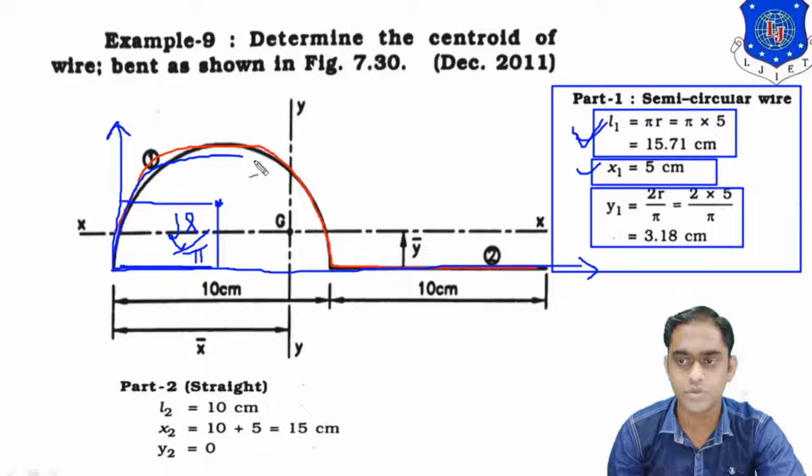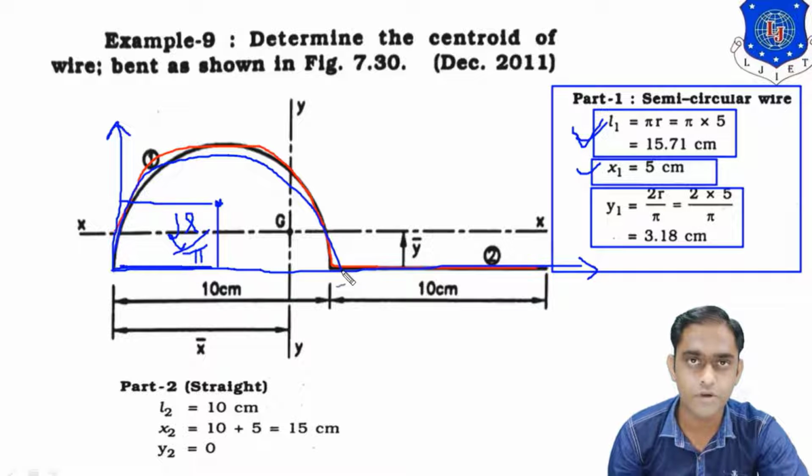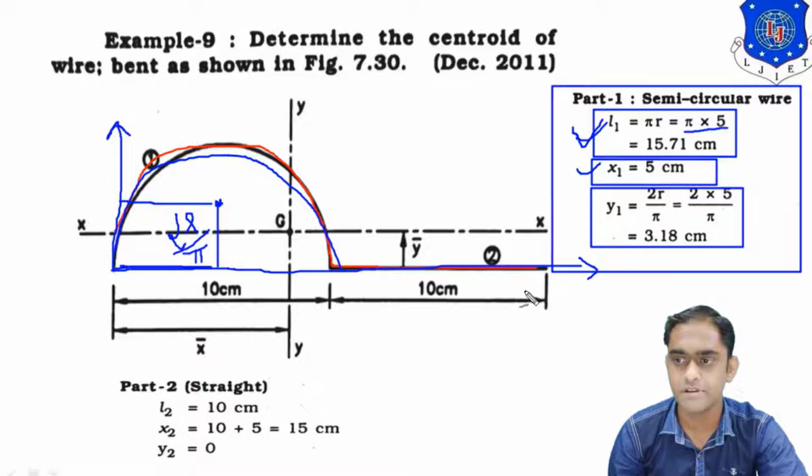What is length actually? For this semicircular arc, length is pi r. It is the fixed formula to find the length of the semicircular arc, which is pi r. So pi r will be pi into 5, 15.71 centimeter. Okay, now moving ahead. For the same center of gravity G, we have to calculate y coordinate. So y coordinate will be this, means 2r by pi. Replacing the values, you will get 3.18 centimeter. So it is the simple calculation of part 1.